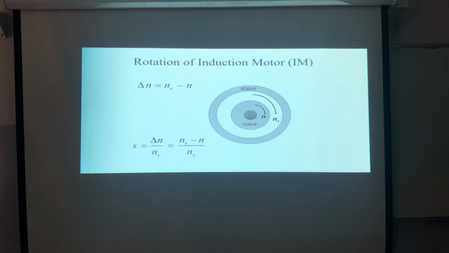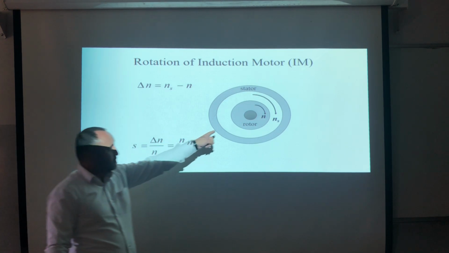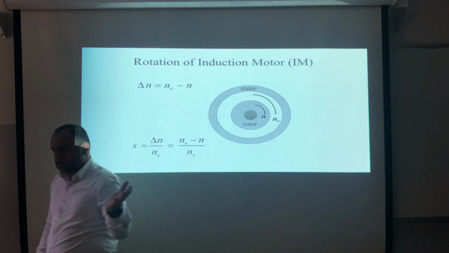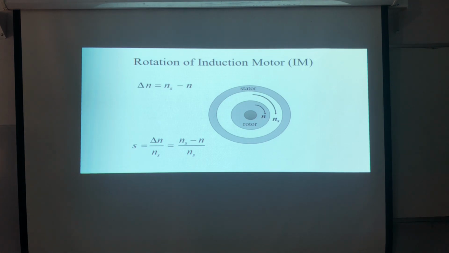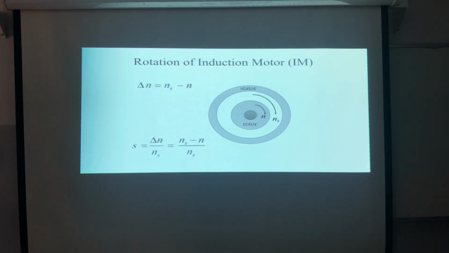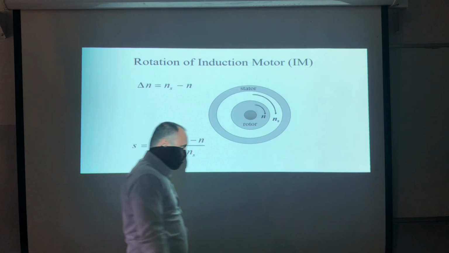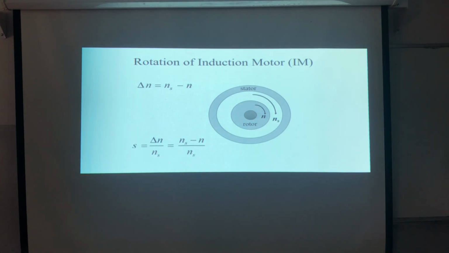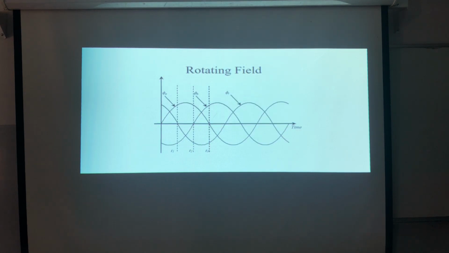But the rotor will rotate at a speed less than the synchronous speed. So here I'm having the synchronous speed, which is called NS, equal to 120 times the frequency over the number of poles. And simply, I'm having the rotor speed. In this case, the difference in between is called the slip speed.